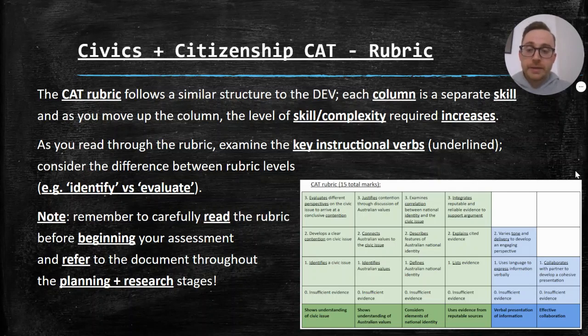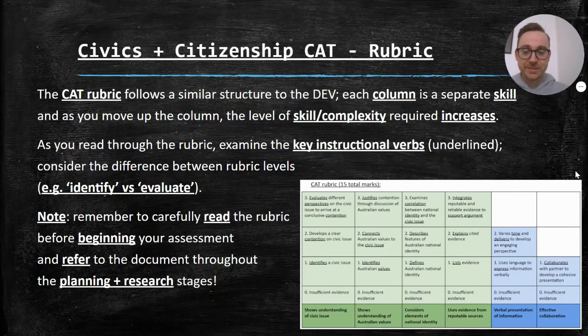Note, it always irritates me, and I'm sure it irritates all of your teachers, when after the assignment has been finished, after a week of the dev and a week of the CATs, and after a week of me marking them, the students ask, where is the rubric? We give you the rubric in the first lesson because we want you to look at it in the beginning, in the middle, and at the end of your assessment. You should refer to the rubric really every lesson, every minute of every lesson. Staple it to your teammate's head if you have to.